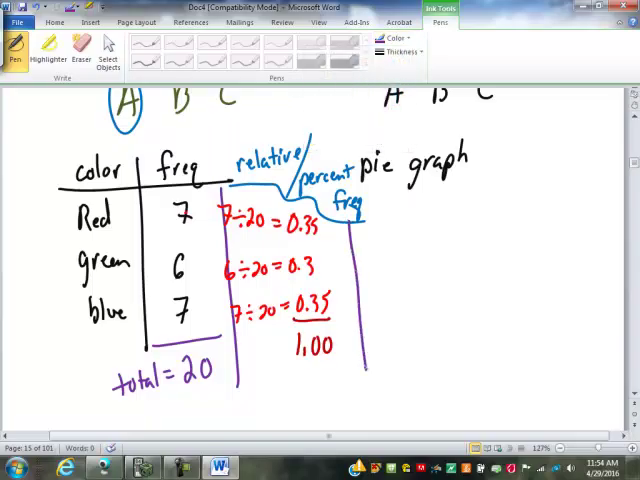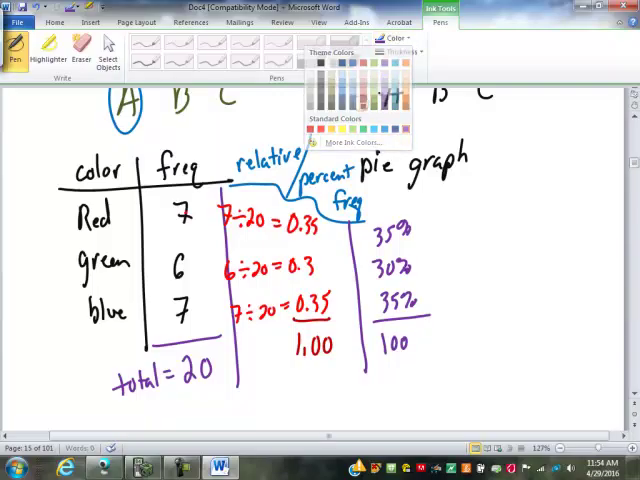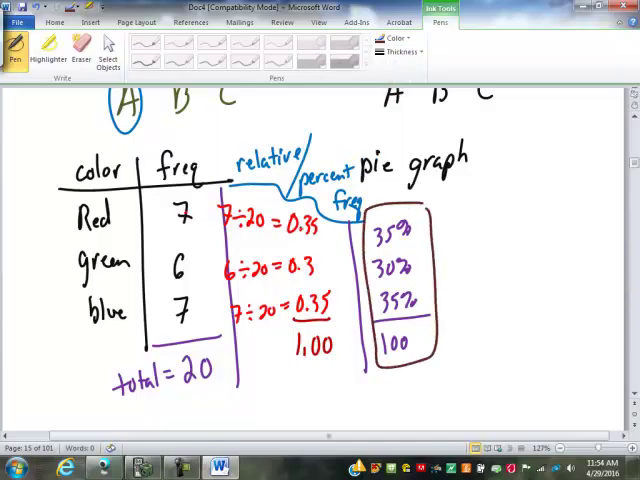The percent frequency, just slightly different, would be 0.35 is 35%. 0.3 is 30%, and 0.35 is 35%. And again, those should add up to really, really close to 100%. In a perfect world, they'd be 100%, but round-offs might throw those off just a little bit again. It's the percent frequency that we want. We could use the relative frequency because most of us are pretty good at converting decimals into percents really quickly. But it's the percent frequency that we really want for the pie graph.